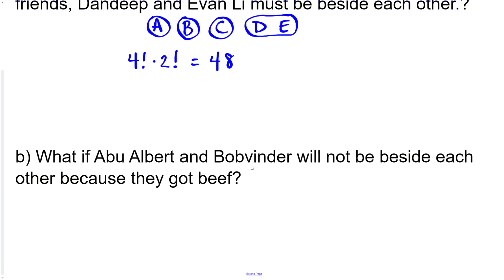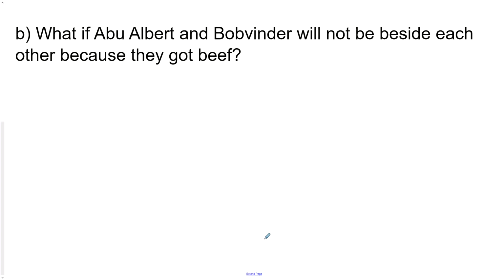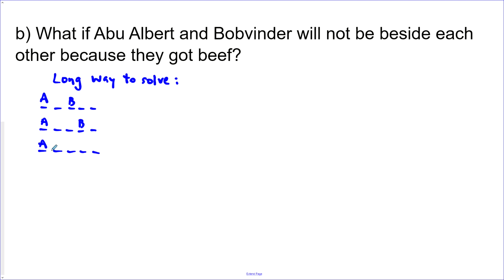Now, what if Abu Albert and Bobvinder will not be beside each other because they got beef? So we could think of all the possibilities. So I'll call this the long way to solve. Okay, so we got 1, 2, 3, 4, 5. So Abu Albert and Bobvinder could be like that, because then there's a space in between. They could be like that, and then there's 2 spaces in between. And then they could be like that, so there's 3 spaces in between.